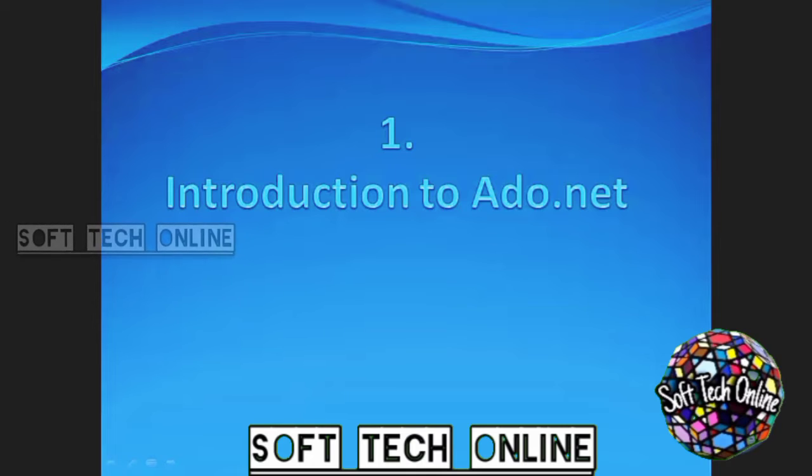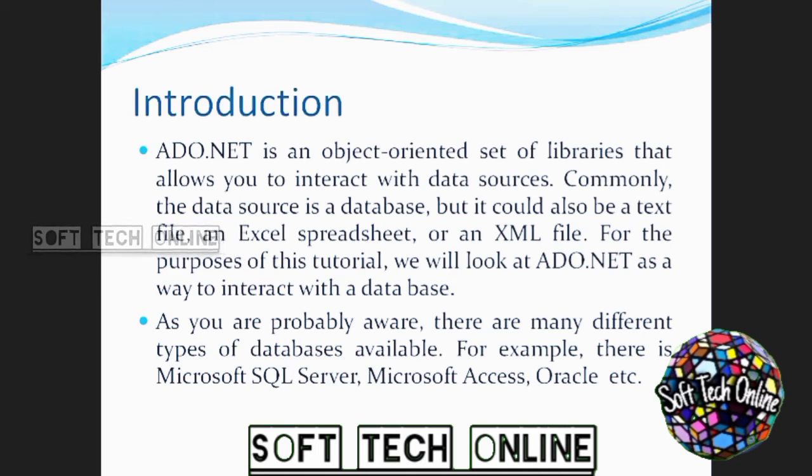Welcome friends, in this video tutorial we will give an introduction to ADO.NET. ADO.NET is an object-oriented set of libraries that allows you to interact with data sources. Commonly, the data source is a database, but it could also be a text file, an Excel spreadsheet or an XML file. For the purpose of this tutorial, we will look at ADO.NET as a way to interact with a database.